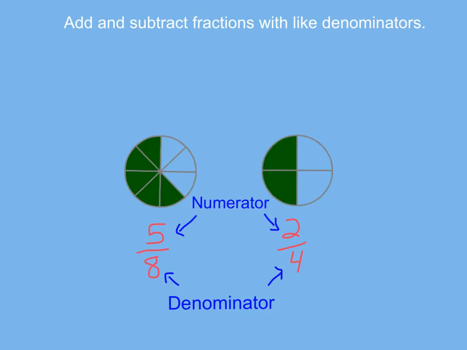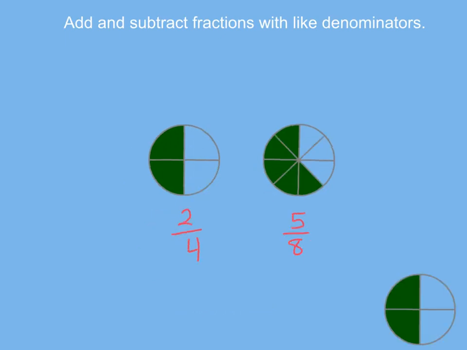The top number in the fraction is called the numerator. And the numerator tells us how many parts of the whole we have. Okay, so in this case, we see the numerator is 5, and I can see there are 5 equal parts that are shaded in here. So we have 5/8. Here's 2 equal parts out of 4, so it's 2/4.